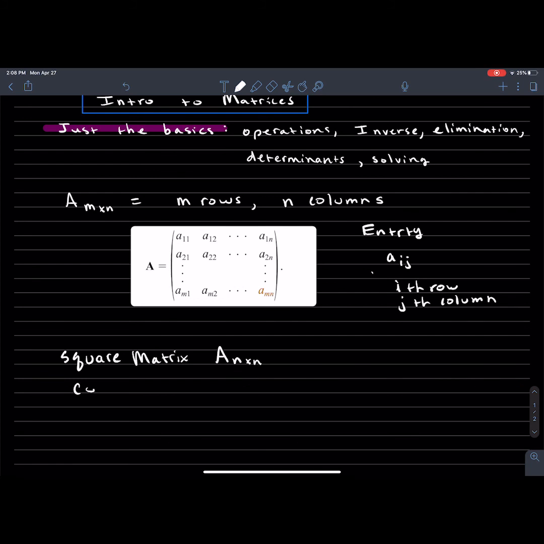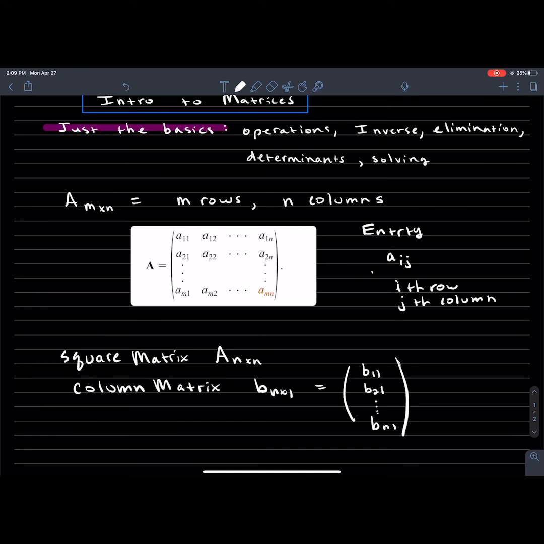And we can also have a column matrix. And our column matrix would be B, we usually do lowercase b, n by 1, which looks like b11, b21, second row, first column, and we go all the way down to bn1. So you see one column is called the column matrix.